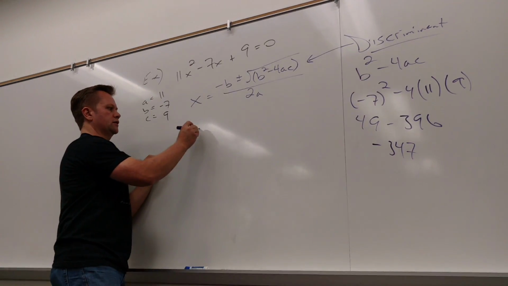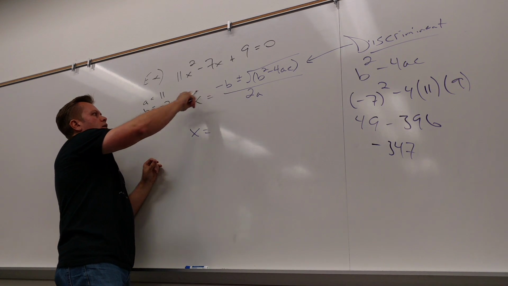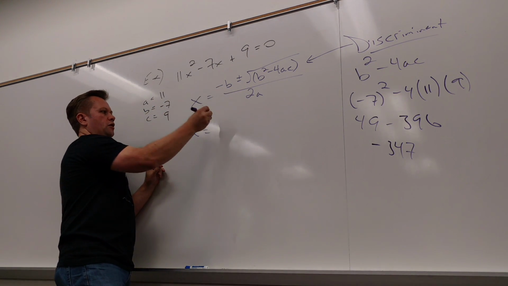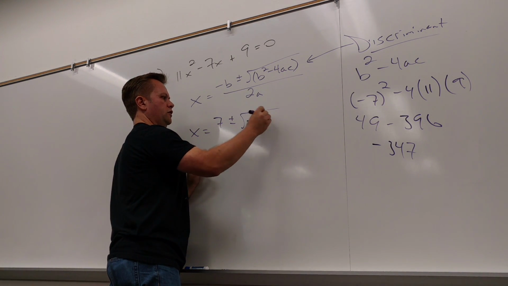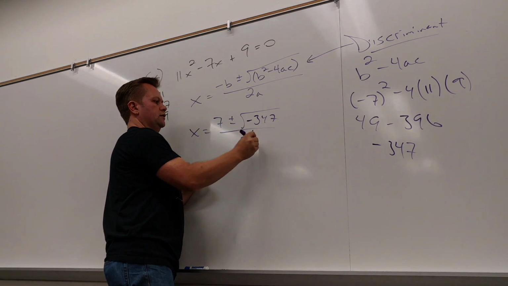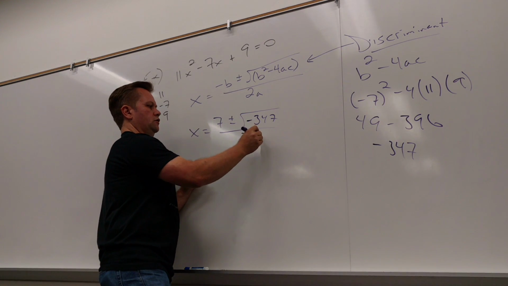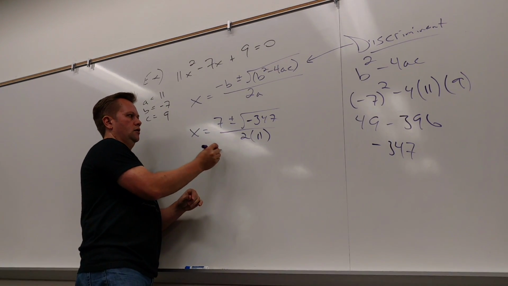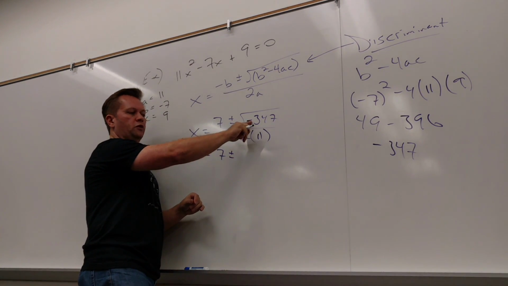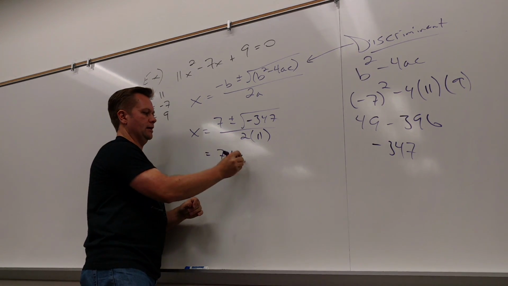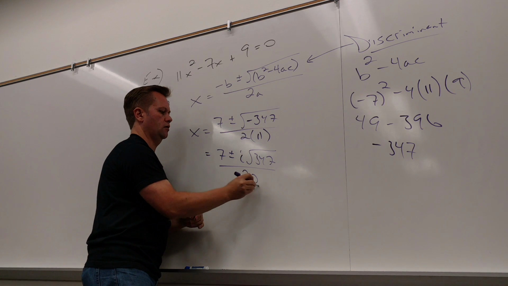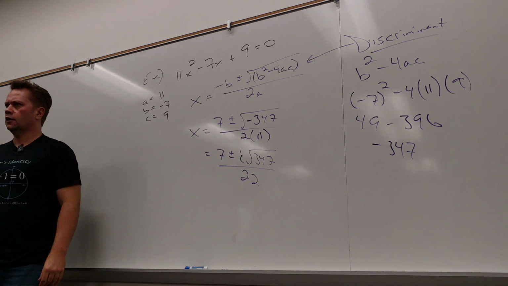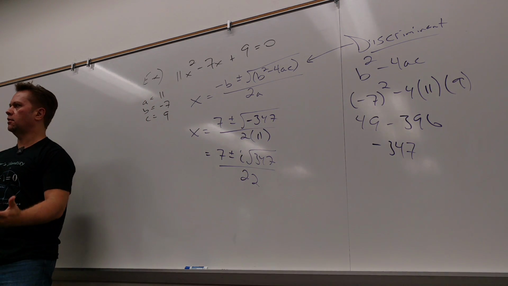So now completing this, I get x equals positive 7 plus or minus square root of negative 347 all over twice 11, so 22. 7 plus or minus, what's the square root of negative 1? I. What's the square root of 347? I don't know, we have to look at it to see if we can do anything. I mean, the numbers are big and gross, but it doesn't matter.